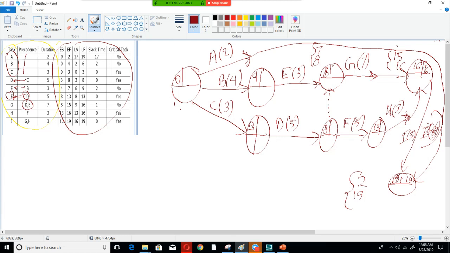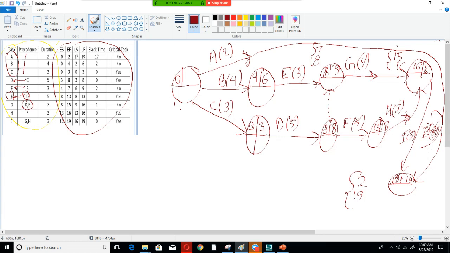If I go back, 16 minus 7, it will give us 9. If I go back here, 16 minus 3, it will give us 13. If I go back here, 13 minus 5, it will give us 8. If I go back 8 minus 5, it will give us 3. If I go back here, 9 minus 3, it will give us 6.